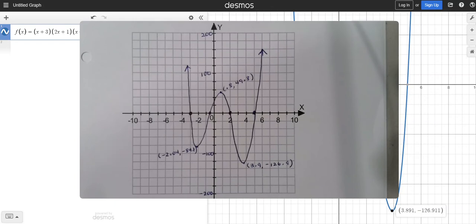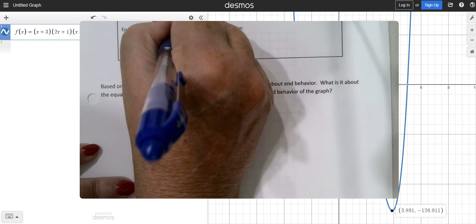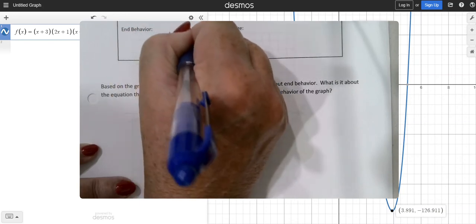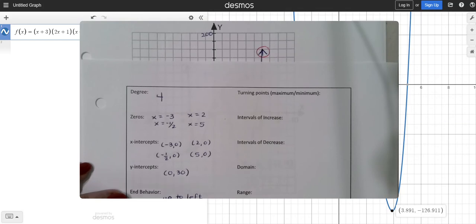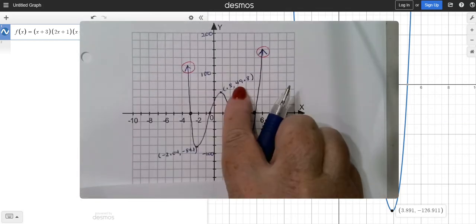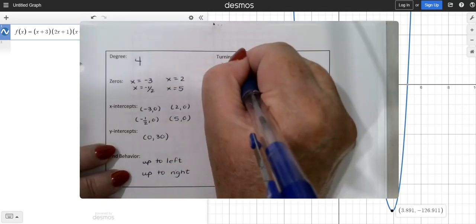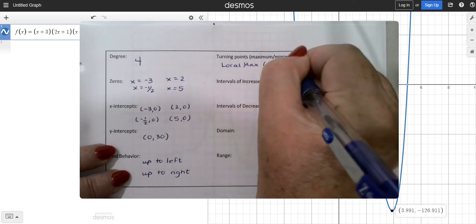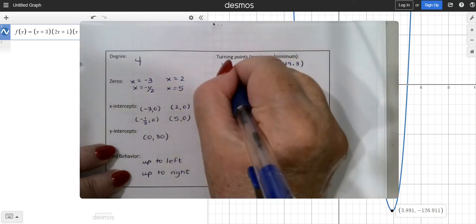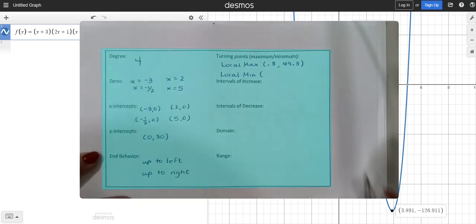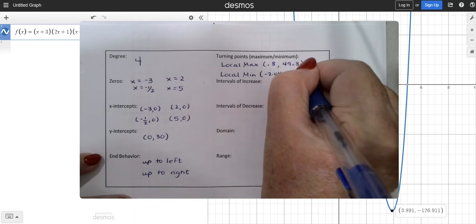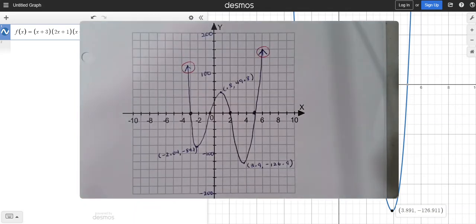The next thing I've been asked about is the end behavior. I'm going to notice this one goes up to both the left and right. So up to the left and up to the right. The turning points, maximums and minimums, we've got those right on the graph, so I'll just bring them over. There's a local maximum at (0.8, 49.8). And there are two local minimums. One is at (negative 2.04, negative 84.1). And the other one is at (3.9, negative 126.9).